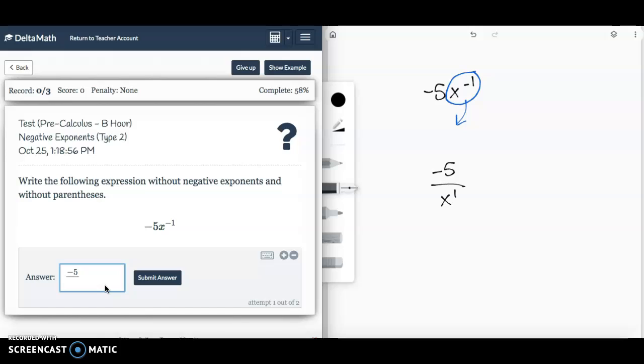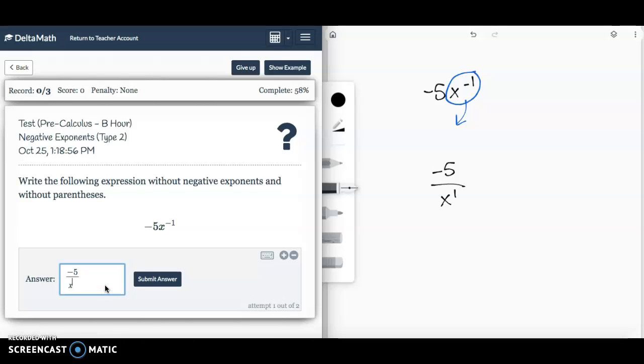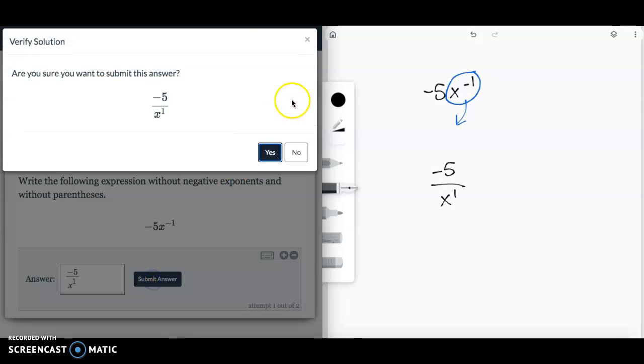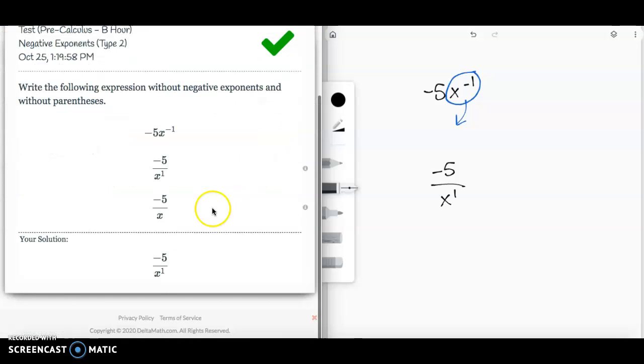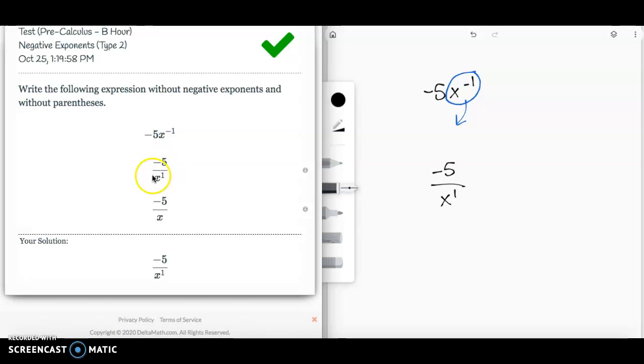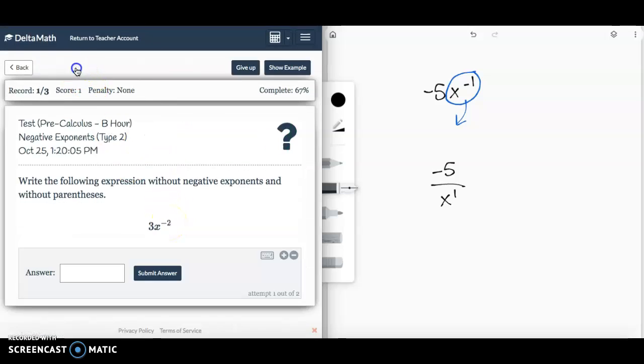So negative 5 over x, and I believe you can either leave it as x or you can do x to the first power, and either way you'd be correct. We'll see. Yep, so you can either leave it as negative 5 over x to the first or negative 5 over x. You would be fine either way.